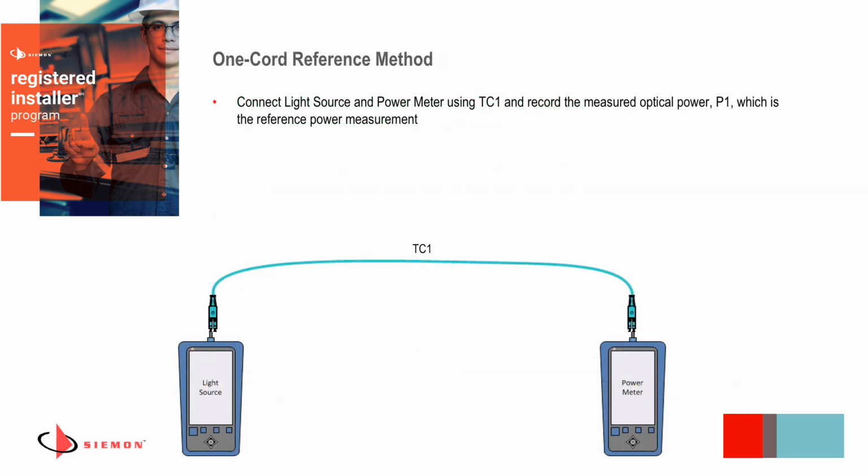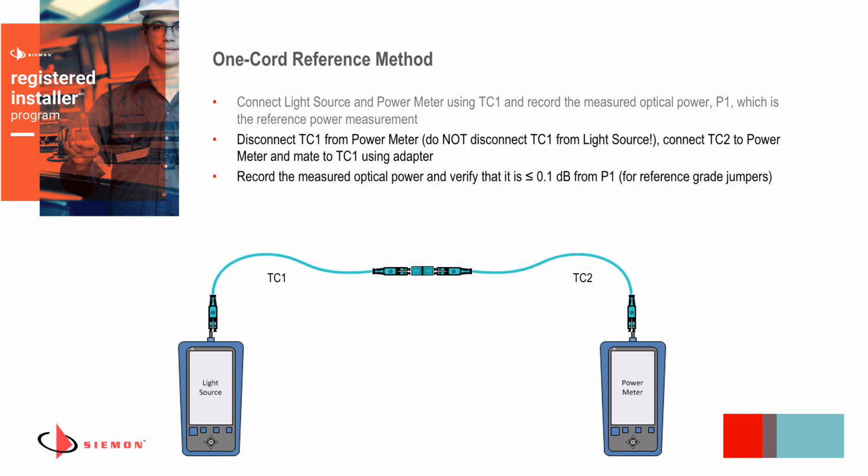So walking through this, we have a power meter and a light source, and we have our test cord 1, which is a high quality, reference grade test jumper. We're going to mate the two of those, making sure the end faces are clean in all cases. We're going to connect the two of them together and record that optical power measurement, P1, which is the reference power measurement.